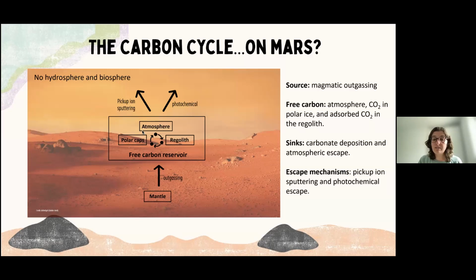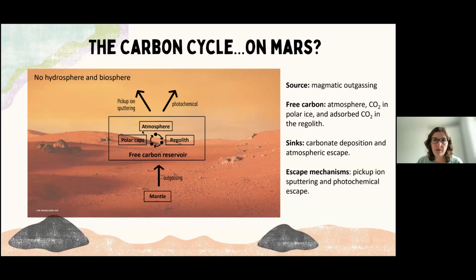And the principal sinks are the carbonate formation and the atmospheric escape, through primarily photochemical escape, and secondly, pickup ion sputtering. The principal sink is the escape, because carbonates are not very common on Mars. Carbonates have been detected, but just in a few spots on Mars. So the principal sink is through escape.